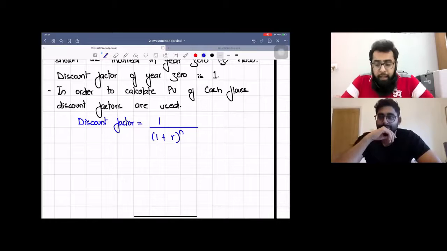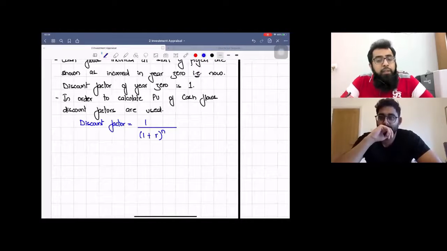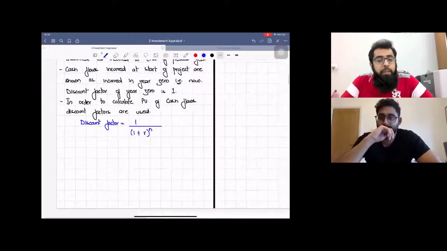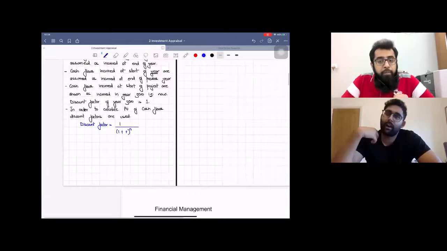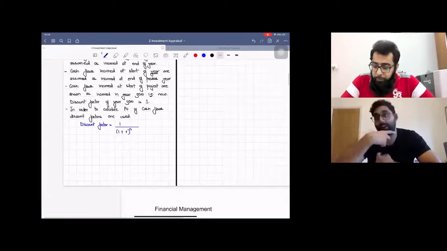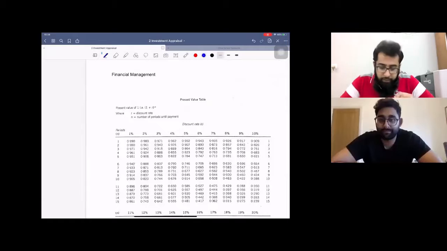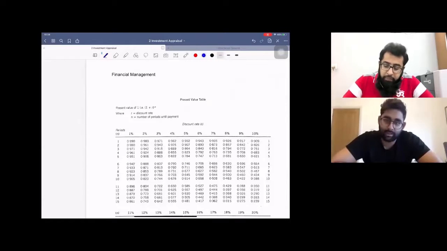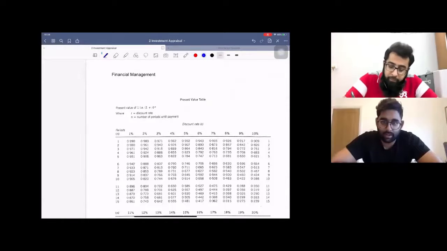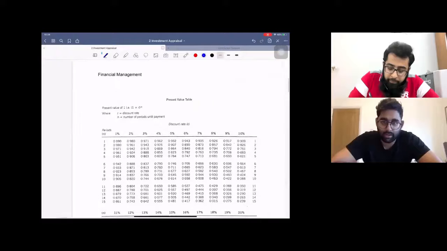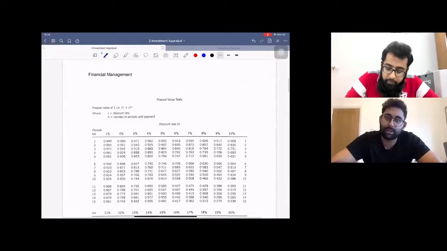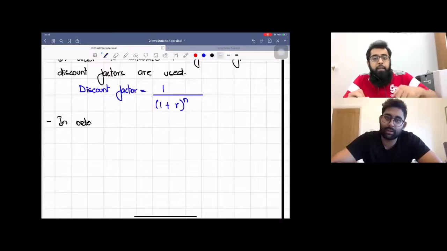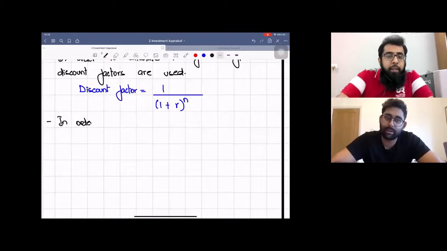You will have the discount factor sheet. I'll give you this discount factor sheet. You will simply take out its printout. You have it also? Okay. I have it. In order to calculate present value of cash flows, I used it.